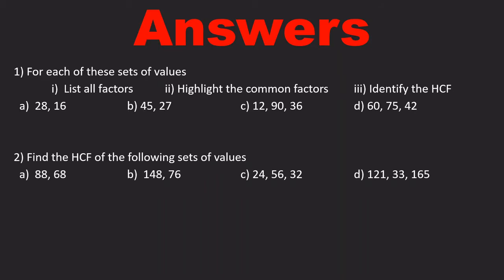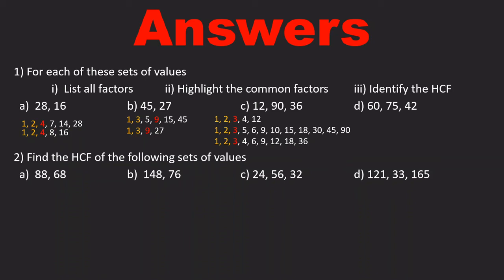For question 1A, those are all of my factors of 28 and all of my factors of 16. I see both numbers have 1, 2, and 4 as common factors, but of course the highest common factor is 4. For question B, those are all of the factors of 45 and 27. You can see that both of those numbers have 1, 3, and 9 as common factors, but the highest common factor for those two numbers is 9.